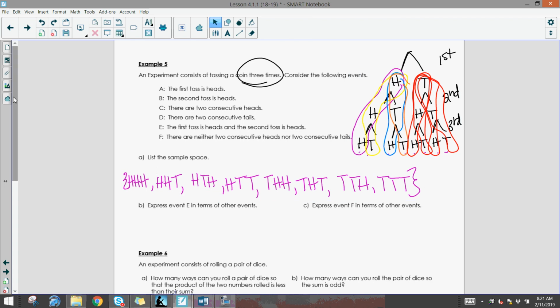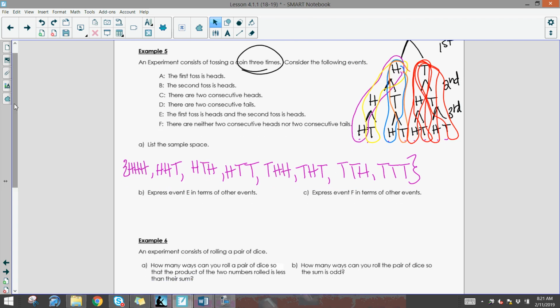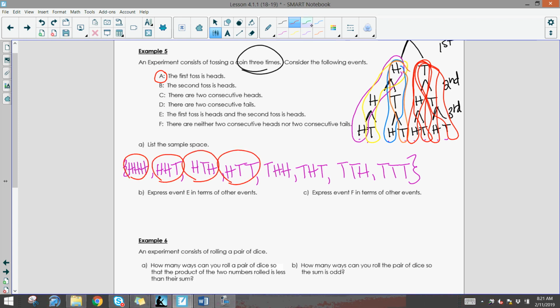Okay, so this says, express event E in terms of other events. Well, event E is, let's see, do we have enough colors here? Okay, let's do this. A is the first toss is heads. So that's here, here, here, or here. Those are all first toss heads. B is the second toss is heads. So that's this, this, nope, nope. Yes, the second toss is heads. Yes, the second toss is heads.